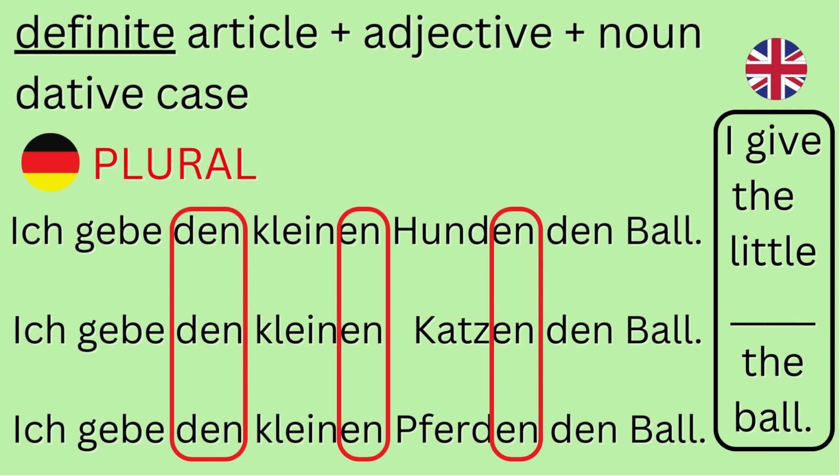And then the plural would be this. Ich gebe den kleinen Hunden, Katzen, Pferden den Ball. So the only two changes we have with the plural is that die, the adjective, turns into den for all three genders. And we also have an N added to the nouns that don't have an N on it already. So Katzen is already the plural in the nominative and accusative case. But for Hunde and Pferde, we have an N added to it for the dative case.